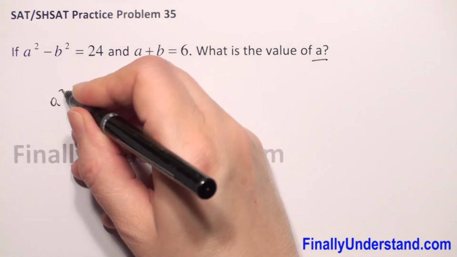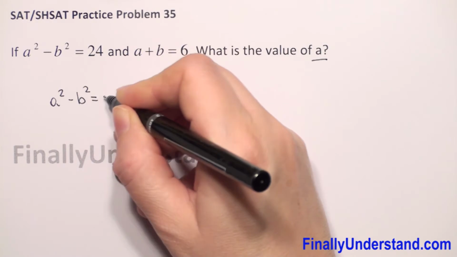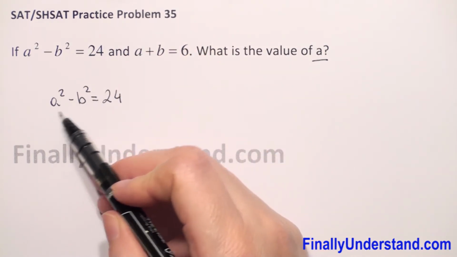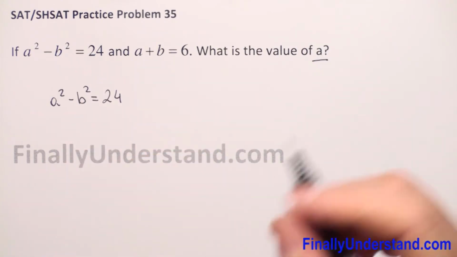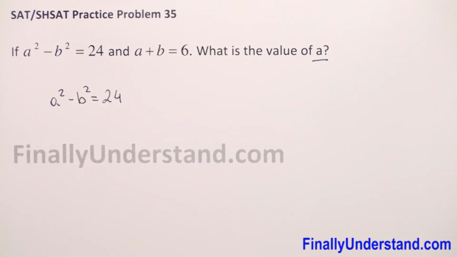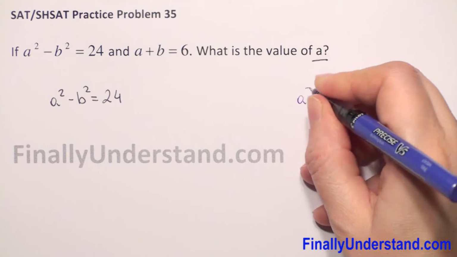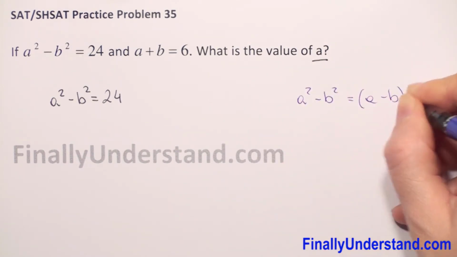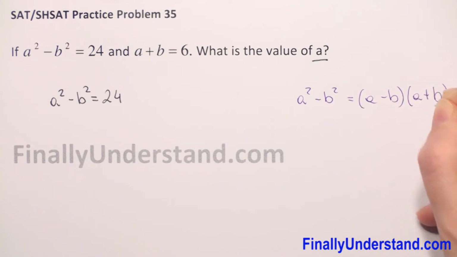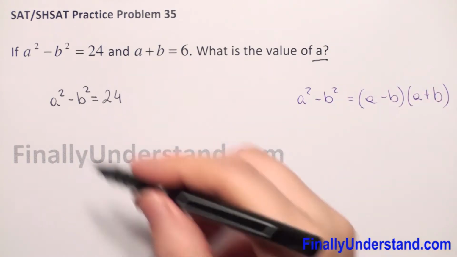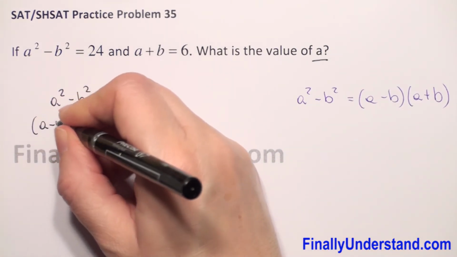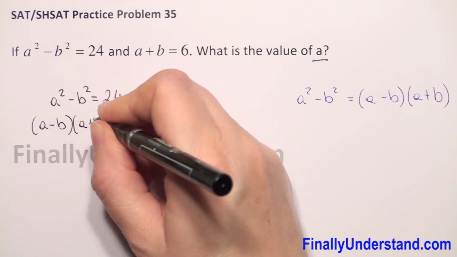We have a squared minus b squared is equal to 24. We have a difference of two perfect squares. Let me remind you of the formula. When we have a squared minus b squared, this is equal to a minus b times a plus b. So now we can substitute our left side by the right side. Our formula will be a minus b times a plus b.